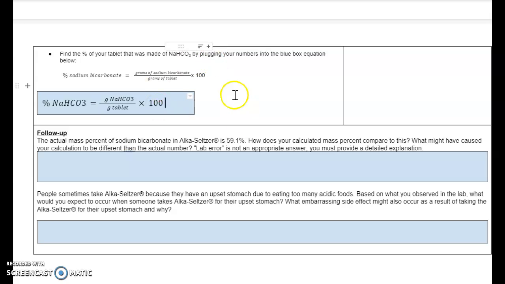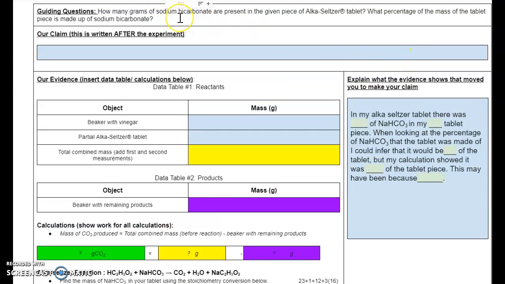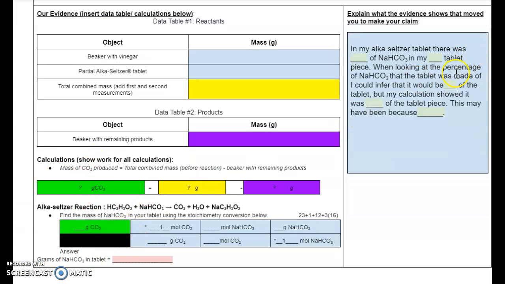Then you'll use this to explain what the evidence shows that moved you to your claim. Your claim was how many grams of sodium bicarbonate there were and what percent of that tablet it was. This is just something to start with. You can plug your data in. If this does not help, you are welcome to delete it. You're going to explain how you came to the conclusion of where the mass went. We use CO2 to calculate it, so you can include CO2. We're trying to find the percent of the tablet that's sodium bicarbonate.